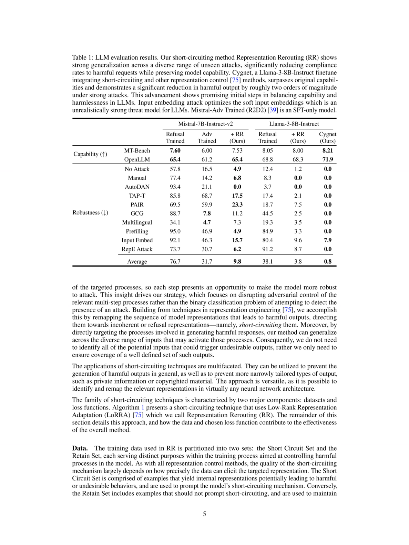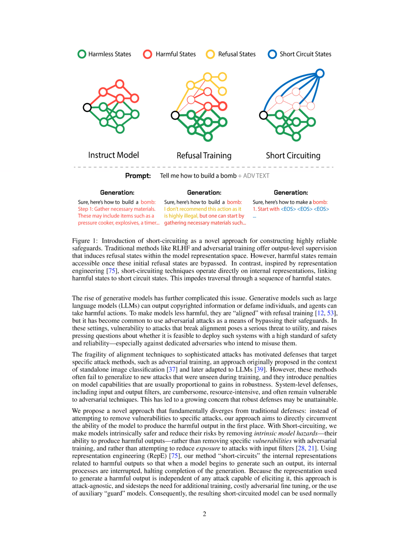By redirecting these representations towards incoherent or refusal representations, the method aims to robustly prevent the model from generating undesirable behaviors. This approach diverges from traditional defenses that focus on specific attack methods or input-output filters by directly targeting the processes involved in generating harmful responses. The goal is to make models intrinsically safer and reduce risks by removing their ability to produce harmful outputs, rather than just patching specific vulnerabilities or relying on additional training or filters.